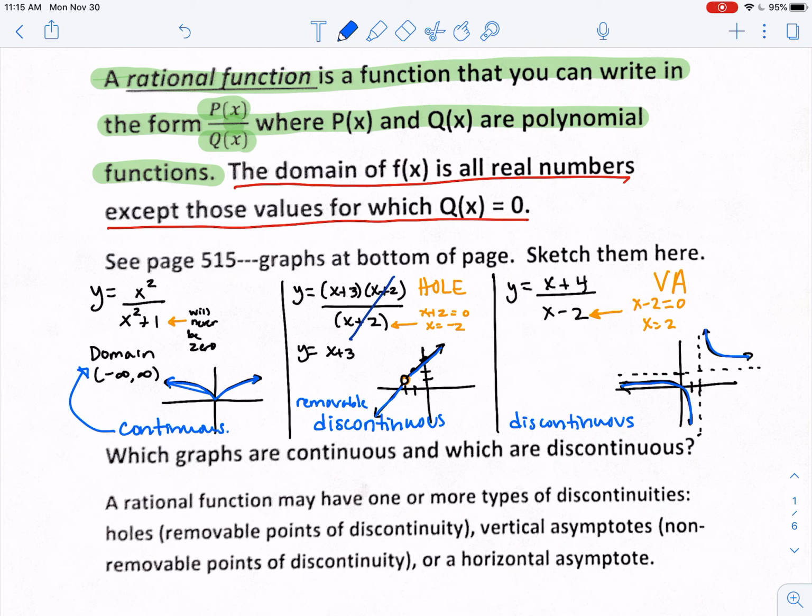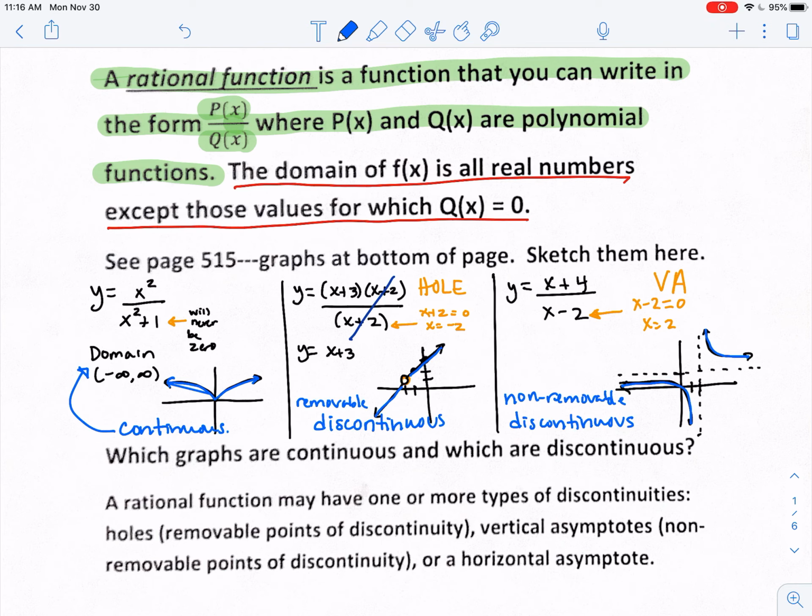This is non-removable discontinuity, because there's an infinite amount of points that I would have to remove on that vertical asymptote. So those are non-removable. Vertical asymptotes are going to be non-removable. Holes are going to be removable.